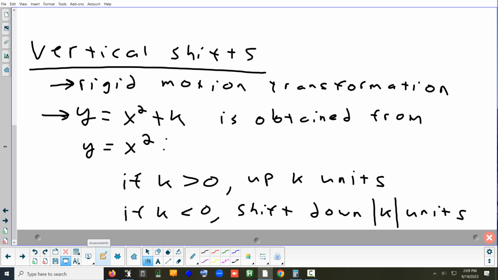So is there any question when a graph would shift up and when it would shift down based on k? All right, have a good afternoon. You too.